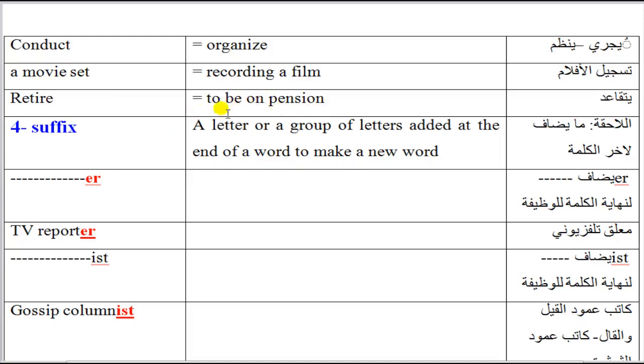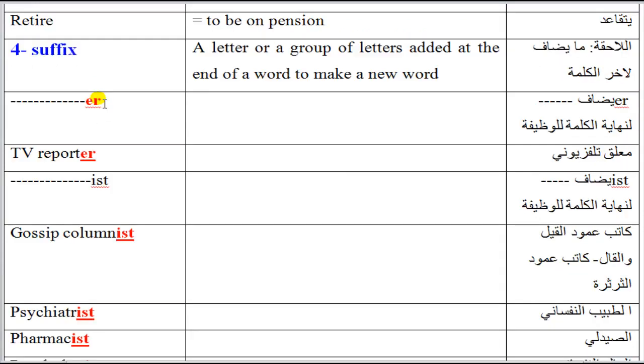Number 4, here we have suffix. What's a suffix? A suffix is a letter or a group of letters added at the end of a word to make a new word. So in the suffix here, we add on the word er, ist, ian, whatever. We just add one, two, or three letters, and we change the word.